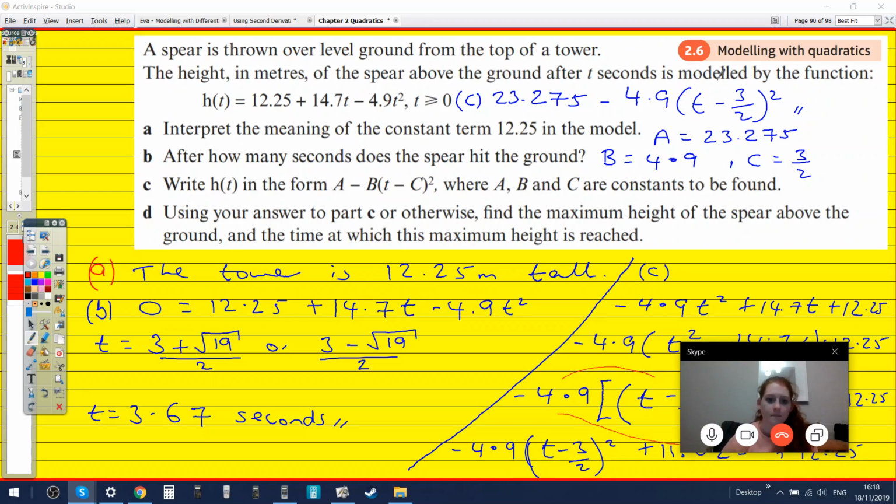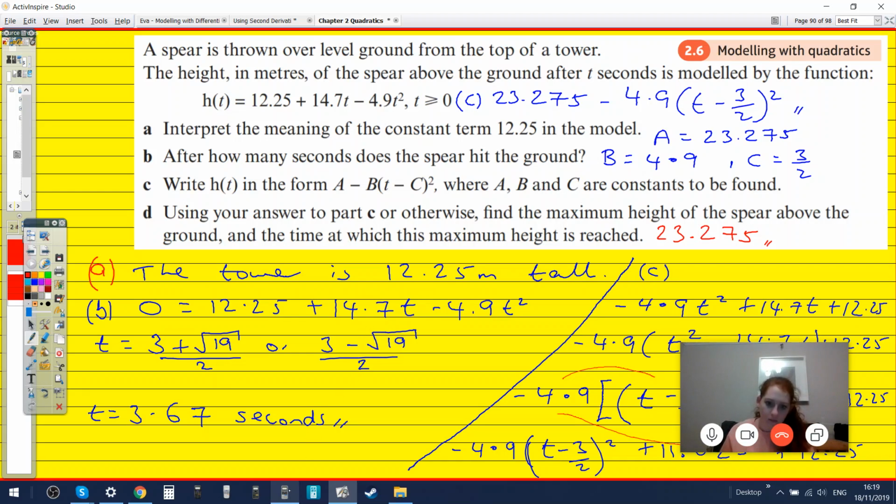And do you know at what time this would become 0? I'm not quite sure. It would be at 1.5 seconds, when t is 1.5 or 3/2. Oh, when they equal to 0. Yeah, so that's when it becomes 0. And if this bracket was 0, what would the whole thing be equal to? Just 23.275. Correct. So that's a way to show it.